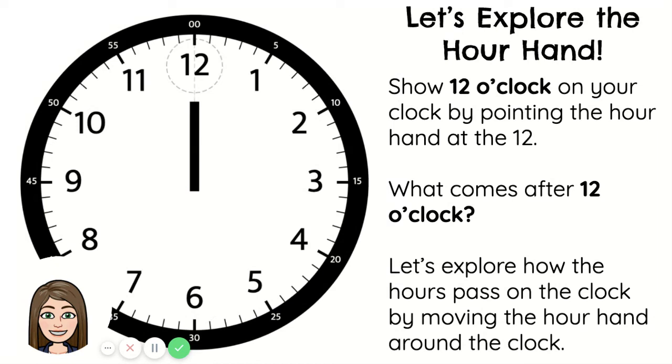So when time passes through our day, the hour hand moves. After 12, it moves to 1 o'clock to show that 1 hour has gone by. Now it's your turn to explore on your newly made analog clock how the hours pass by moving the hour hand around your clock.